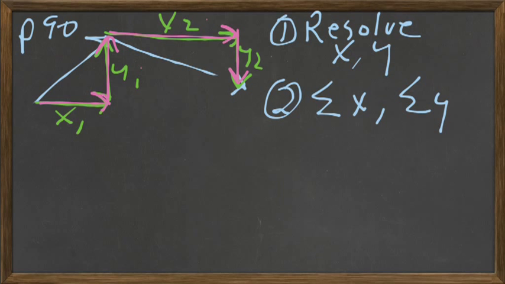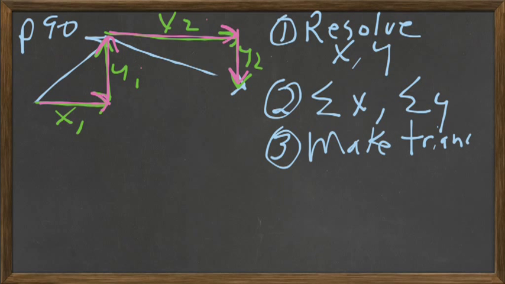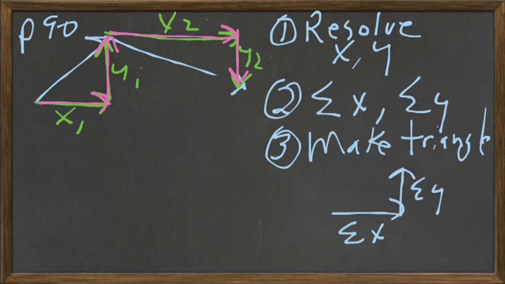Once I have that sum of the x and sum of the y as individual values, make a triangle. Your triangle will be sum of the x and sum of the y as your two sides. And I drew them both positive. They absolutely don't need to be both positive. It would depend upon what your answers were.